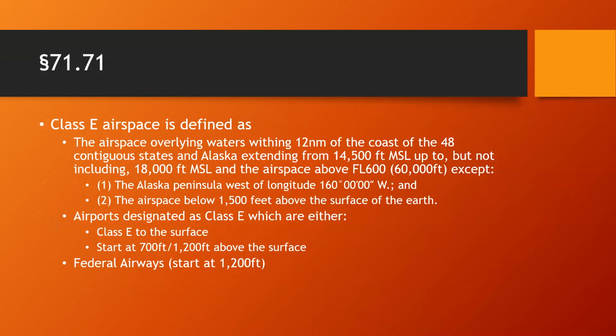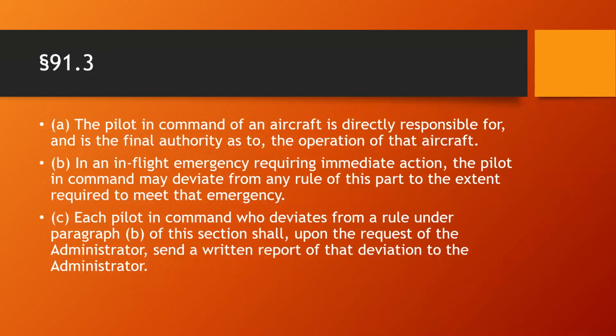Class E is also technically a controlled airspace, which is kind of interesting because it doesn't mean it's necessarily controlled by a person, but it's what we call controlled airspace. It's kind of a technical definition. And also Class Echo can start at airports that are normally what we call Class Golf airports. And at those airports, it will start at either 700 or 1,200 feet, depending on the airport. All Federal Airways are also Class Echo. But we'll talk more about that when we get to charts and maps.